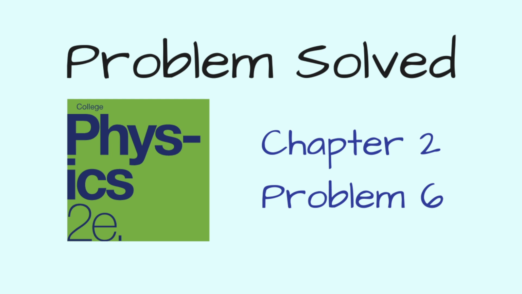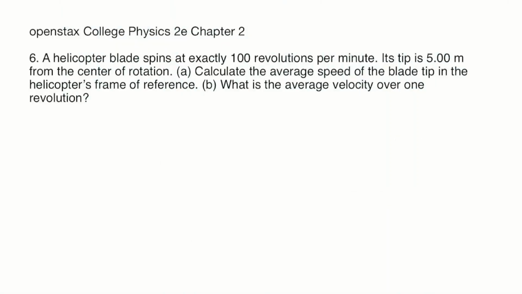Welcome. In this video, we are going to take a look at problem 6 from Chapter 2 of College Physics 2E by OpenStax. In this problem, we have a helicopter blade that spins at exactly 100 revolutions per minute. Its tip is 5.00 meters from the center of rotation.